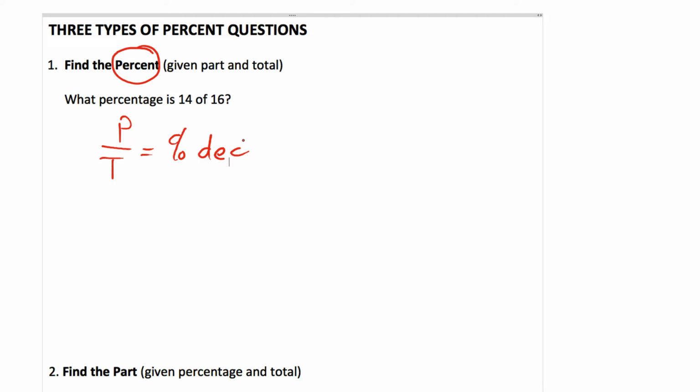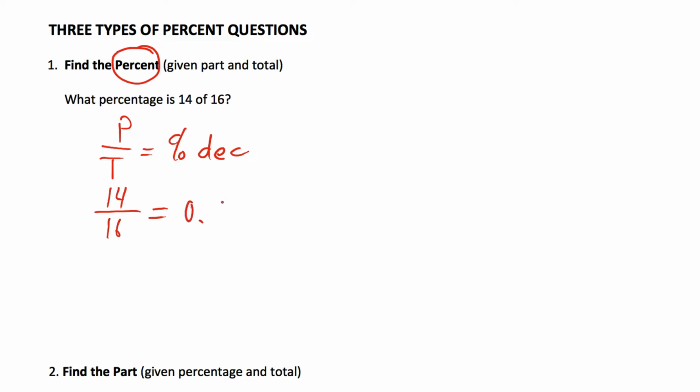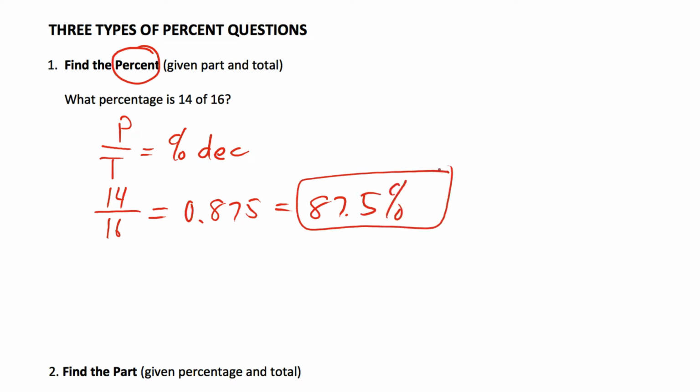So in this situation we have 14, which is our part, of 16. The of 16 implies that it's the total. And if we convert that over to a decimal, which is 0.875, we can then turn that into a percent by multiplying by 100. So we've done that kind of calculation many times. A simple example of this might be if you had a test that was out of a total of 16 marks and you earned 14 points, you would have scored 87.5% on that test.